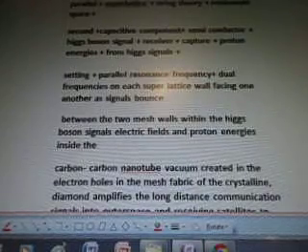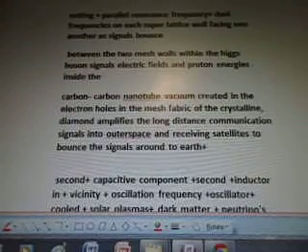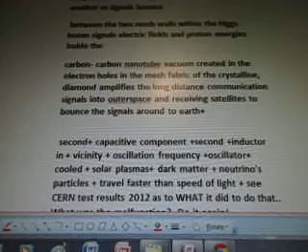Setting the parallel resonance frequency, dual frequencies on each superlattice wall facing one another as signals bounce between the two mesh walls within the Higgs boson signals, electric fields and proton energies inside the carbon-to-carbon nanotube vacuum created in the electron holes in the mesh fabric of the crystalline. The diamond amplifies the long-distance communication signals into outer space and receiving satellites to bounce the signals around to Earth.